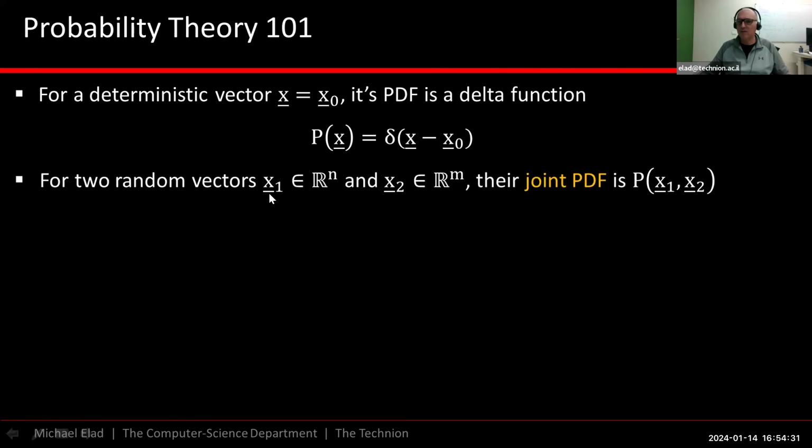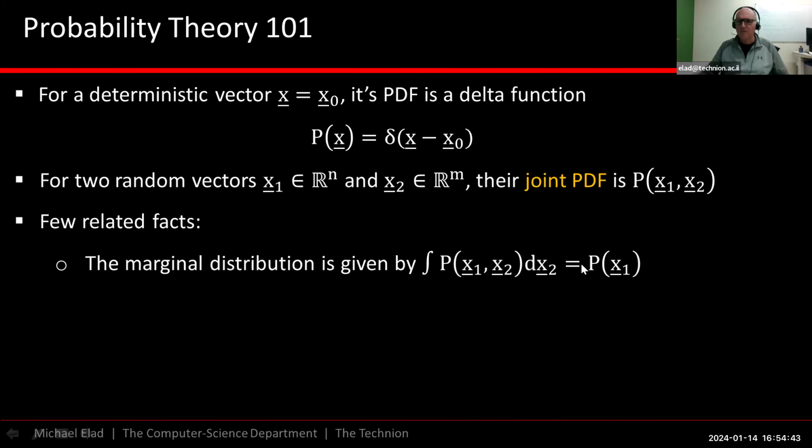If you have two vectors, x1 and x2, they might be of a different length in general. You can talk about their joint PDF. The joint PDF is the probability of the event together of getting x1 and x2. And so when you take this joint PDF and integrate with respect to one of the ingredients, in this case x2, you basically do something that we will be calling marginalization. You remove the appearance of x2 and you end up with a probability of x1. Marginalization is something that we will do something like 1 million times in this course. So keep this in mind.